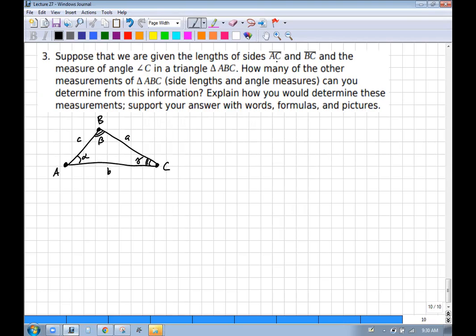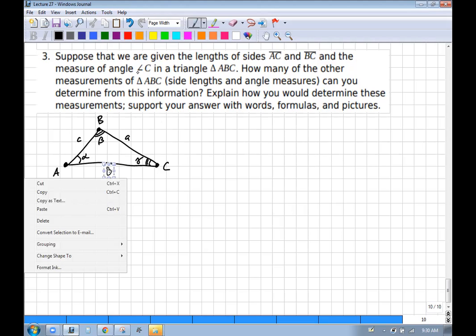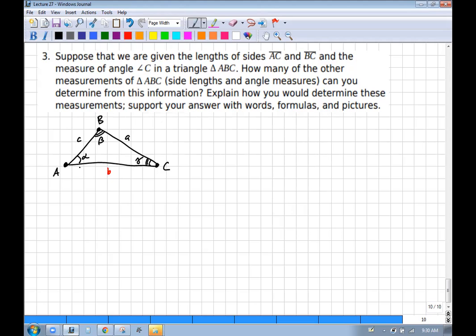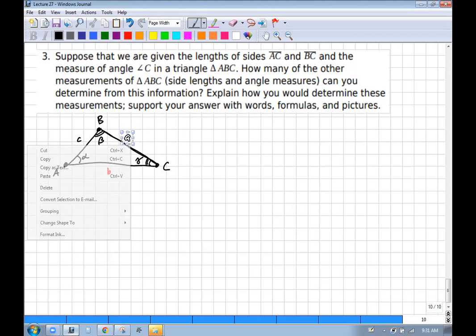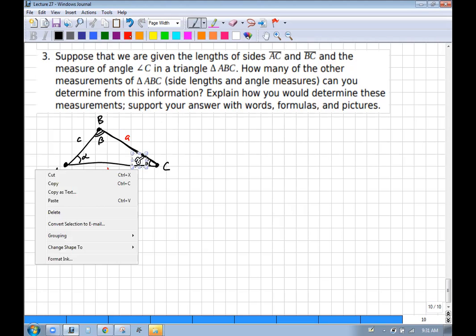We are given the lengths of sides A to C. I'm going to make them red. The side from A to C is B. So we know B, and they say B to C. That's over here. So they're saying that we know A, and the measure of angle C. Well, angle C we've called gamma.